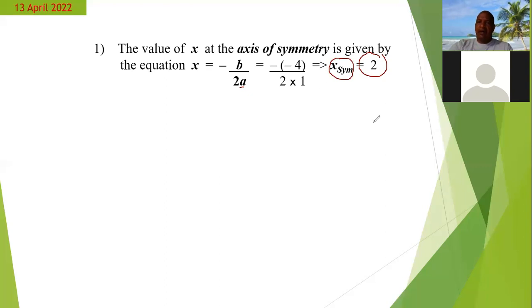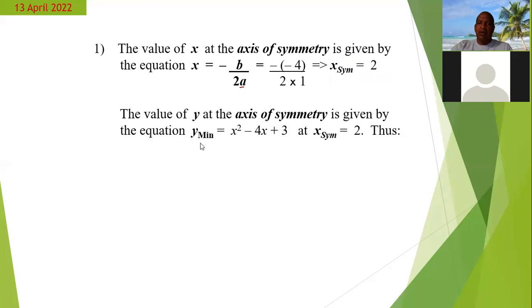All right. Now, this value for the axis of symmetry, which is 2, you can now plug into the y equation to calculate the y max or y min. In this case, we would have a y min because the value in front of the x squared is positive. All right, guys, hope you are following.